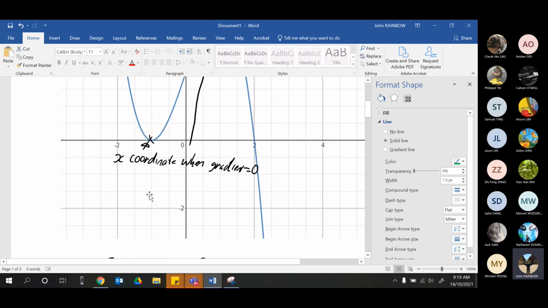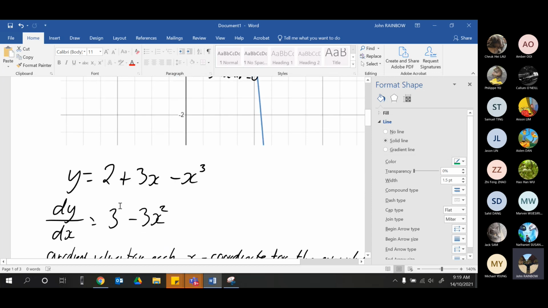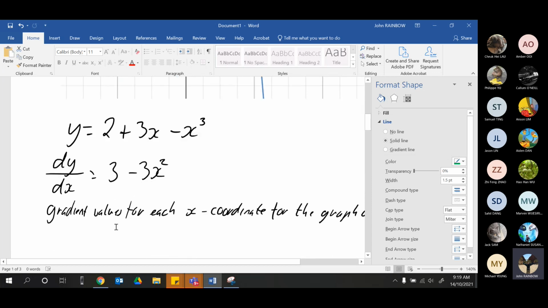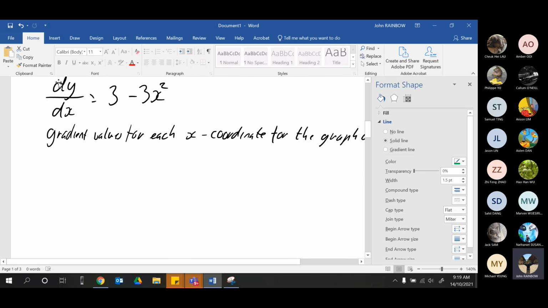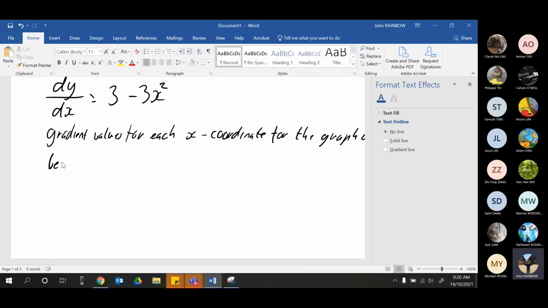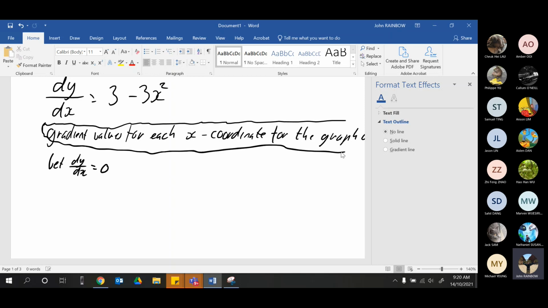To do that, basically, I derive it, and then I want to find out, hey, when is the gradient 0 in this? So remember, this is showing the gradient values. So what I do is I let dy on dx equal 0. And this is just my thinking, by the way, guys. You don't actually write that. Okay, this is just my thinking.